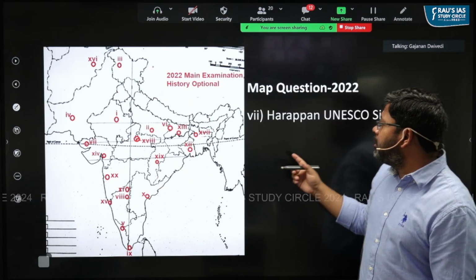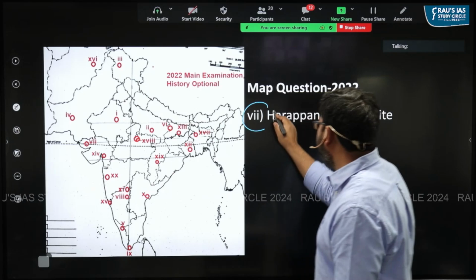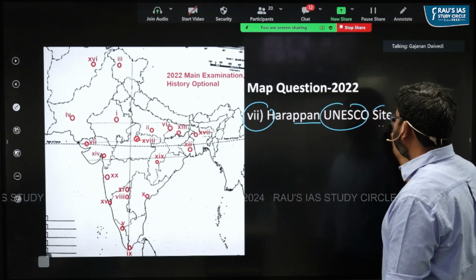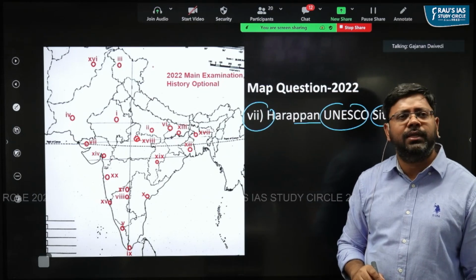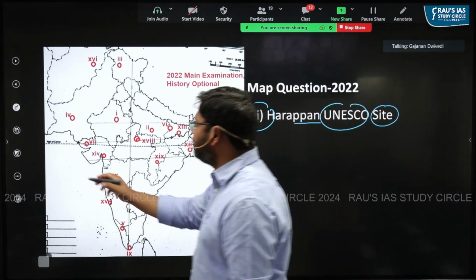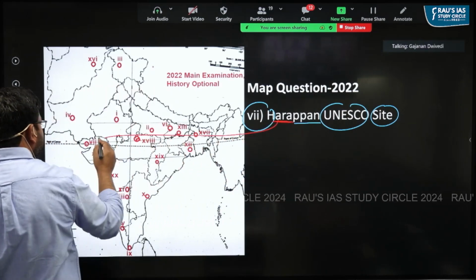2022, another question. उन्होंने बोला 7th. You have to mark 7th. Harappan UNESCO site. उन्होंने बोला 7th is Harappan UNESCO site. 7th, Harappan UNESCO site.